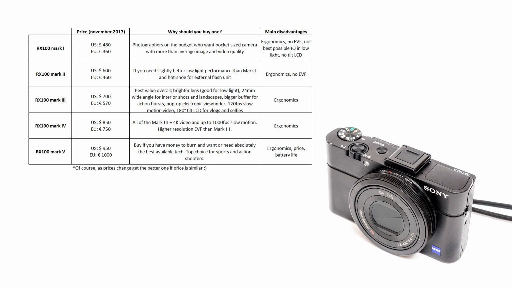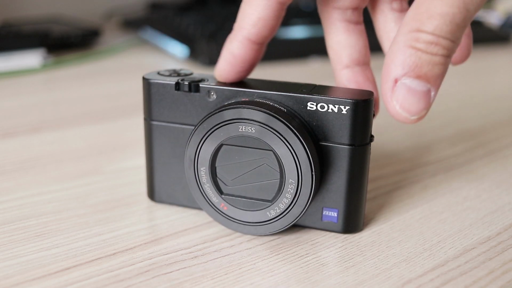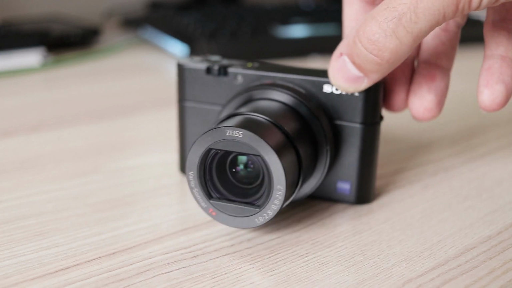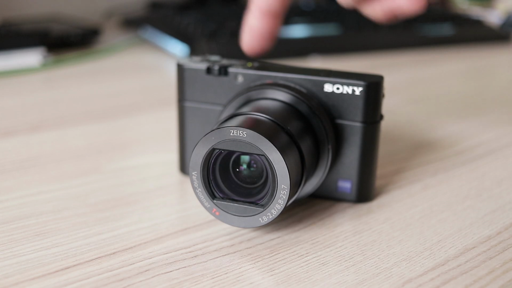Besides back illuminated sensor, you get better image processor, brighter lens with 24mm wide angle, there is electronic viewfinder, solid buffer, 180° tilt LCD for vlogs, and solid 120 FPS slow motion. Its price sits in the middle and is the most reasonable to buy. Mark IV and V make sense if you want 4K video and super fast slow motion videos, with Mark V being even faster in burst mode and having faster autofocus and bigger buffer.